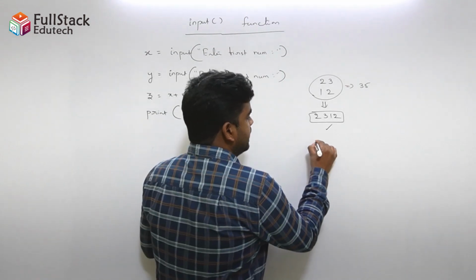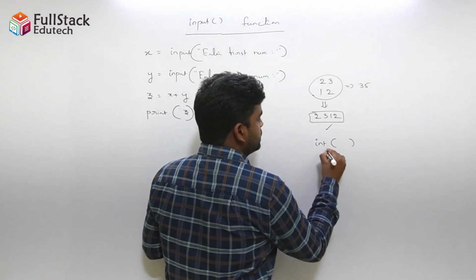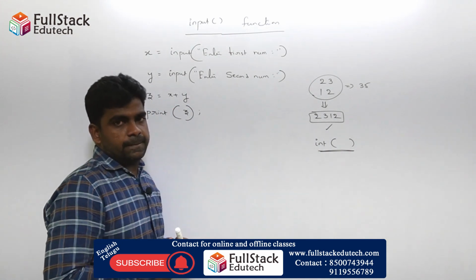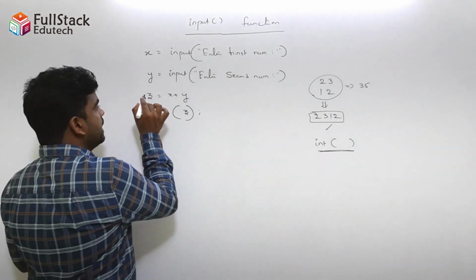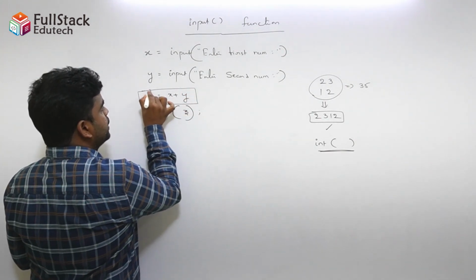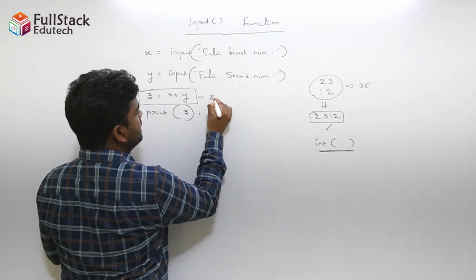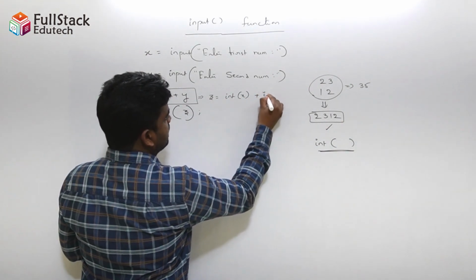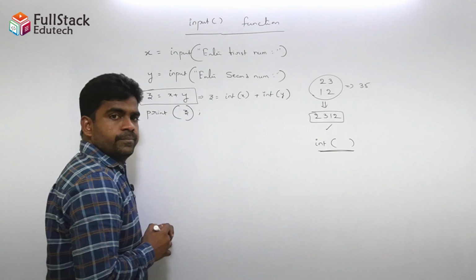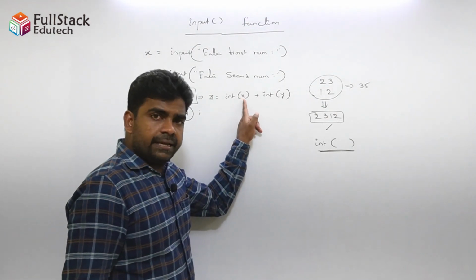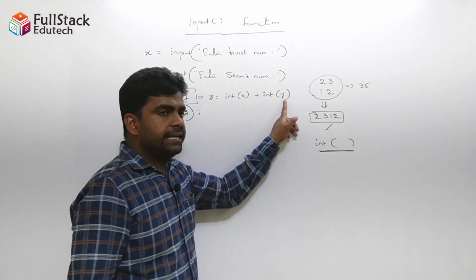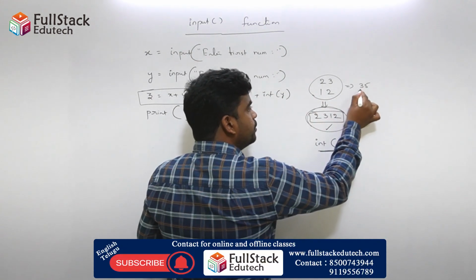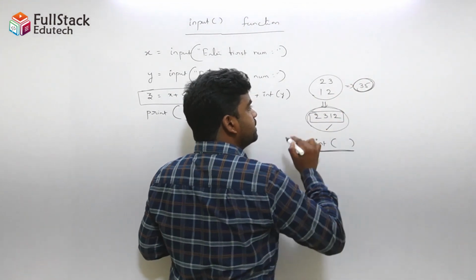First of all, int is the conversion function that will convert any type into integer if possible. Here, in place of this, you have to write z equals int of x plus int of y. This will convert the string into integer, both x and y. Then instead of getting the concatenated value, you will simply get the expected value.